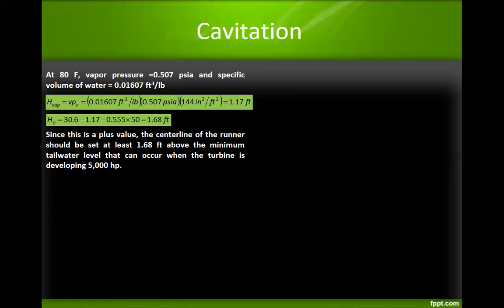Since this is a positive value, the center line of the runner should be set at least 1.68 feet above the minimum tail water level that can occur when the turbine is developing 5,000 horsepower. Okay? This is now the end of this topic for hydroelectric power plants.